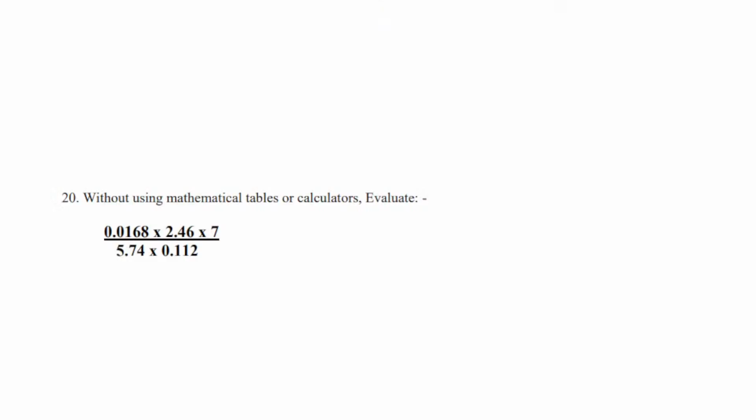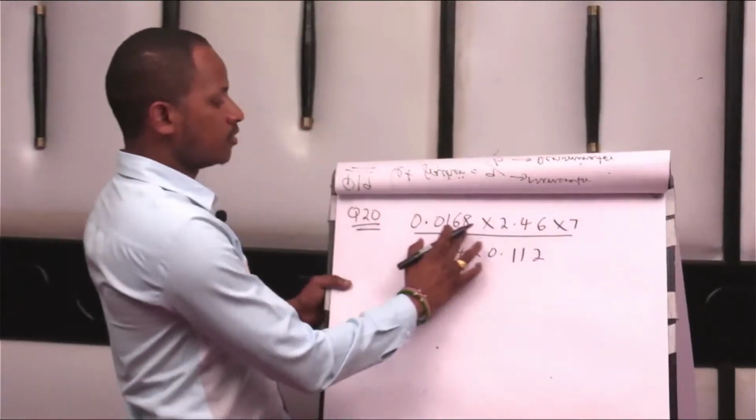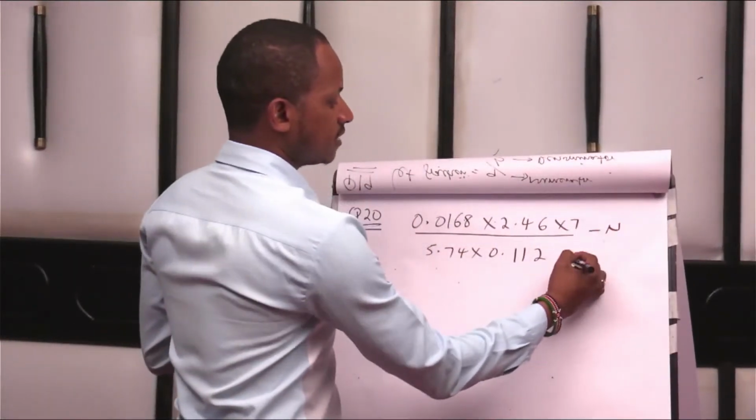Without using mathematical tables or calculators, evaluate 0.0168 times 2.46 times 7, divided by 5.74 times 0.112, without using a calculator or mathematical tables. So what do we do? Solve the numerator first and then come to the denominator.